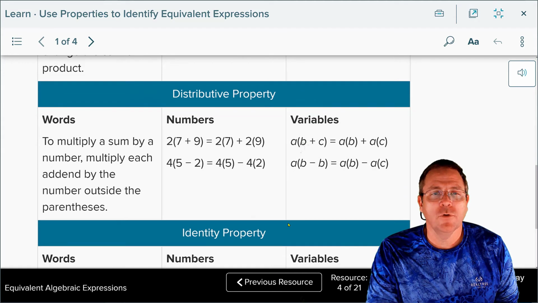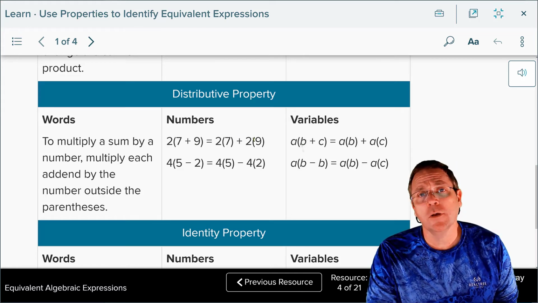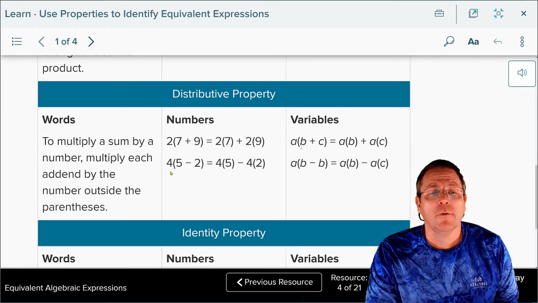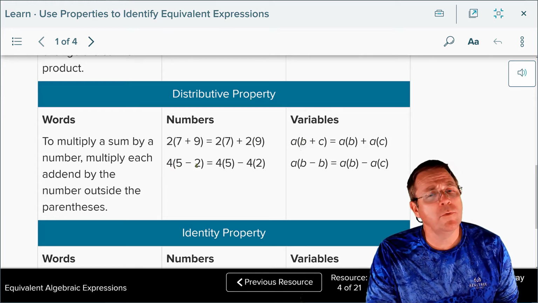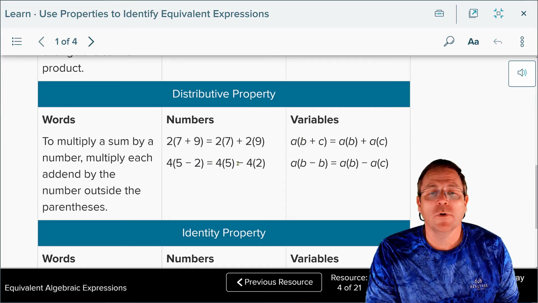And then you have your distributive property. Your distributive property says 2 times the sum of 7 and 9 is the same thing as 2 times 7 plus 2 times 9. 4 times the difference of 5 and 2, I don't know if we've used distributive property for subtraction yet, is the same thing as 4 times 5 minus 4 times 2. And right here you can see that one with variables.